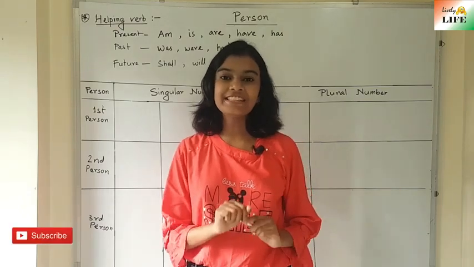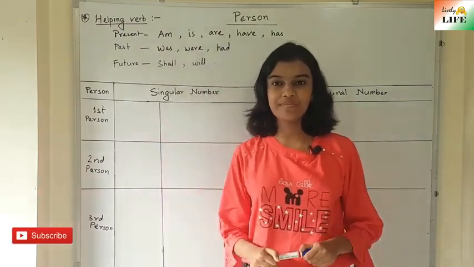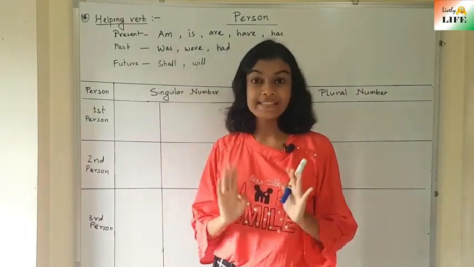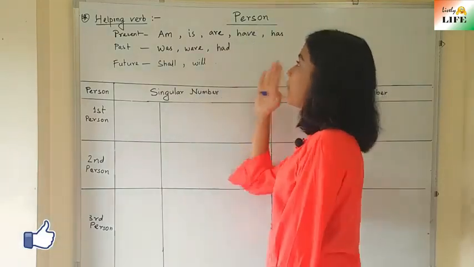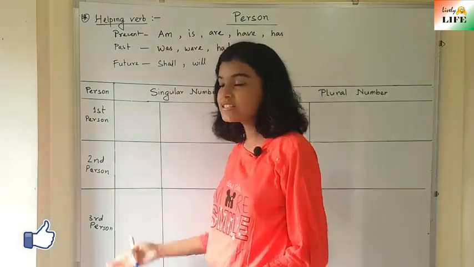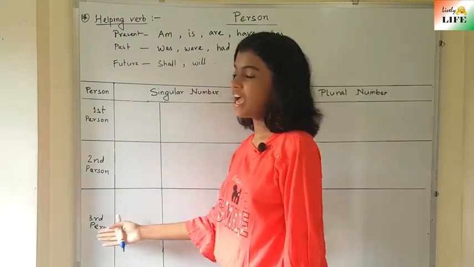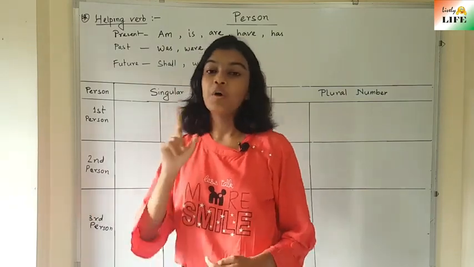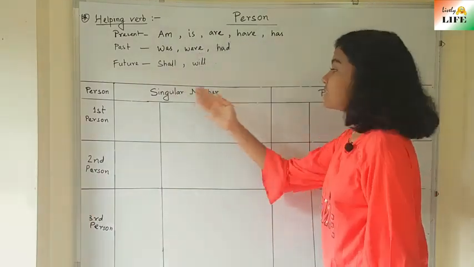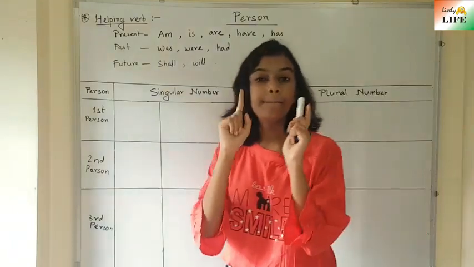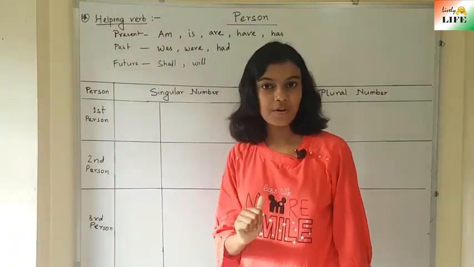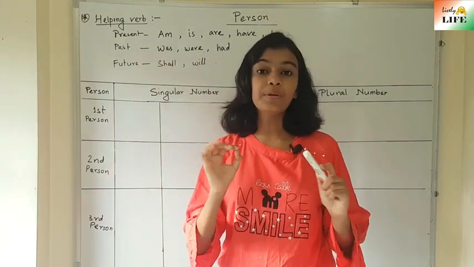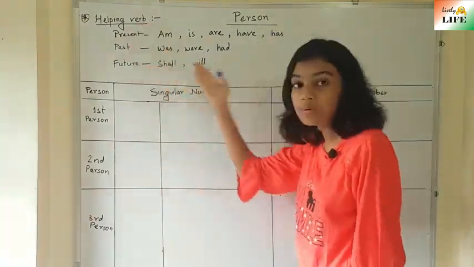I am back with another English grammar related video. In this video, we are going to learn about three main things. Number one is person. There are three persons: first person, second person and third person. We are going to learn about them, and then we are going to learn about the numbers, singular number or plural number based on these persons. Second is the number, and the third is very important, that is the helping verbs.